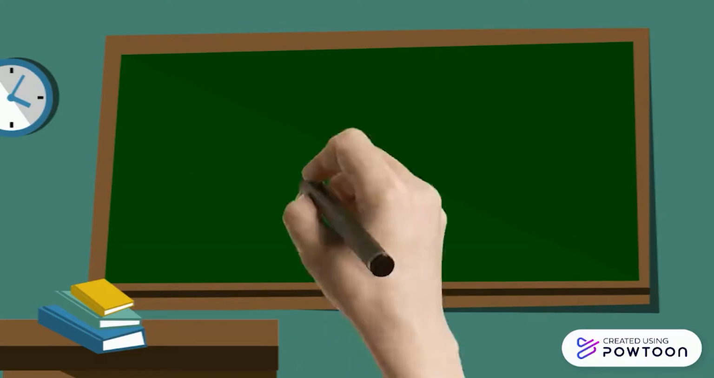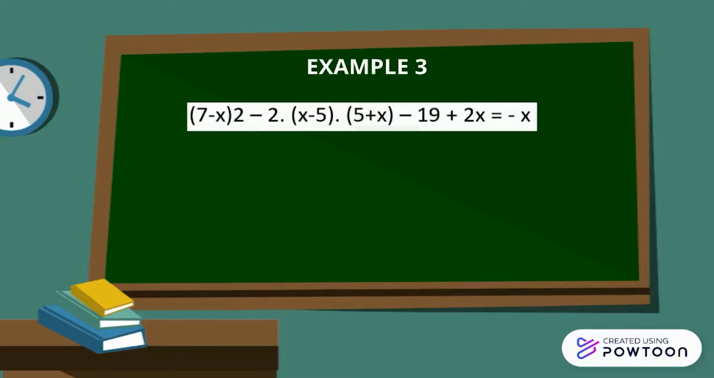First, we separate in terms. Then the parentheses are solved. In this case, it starts with the square of a binomial, 7 minus x squared. The first number squared, plus 2 times the first times the second, plus the second squared.